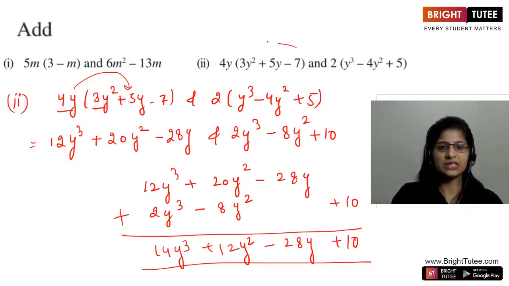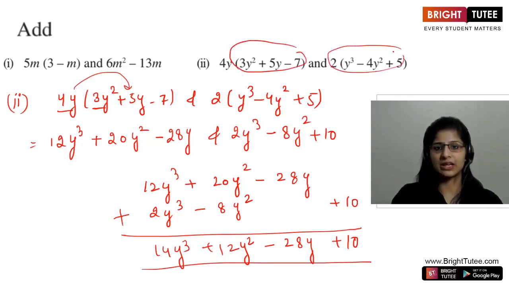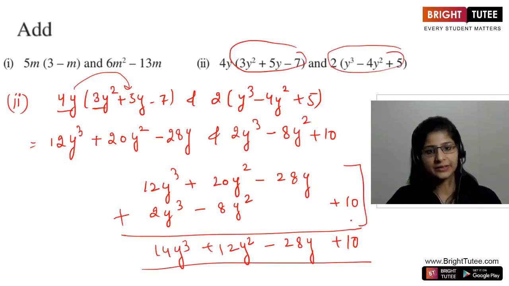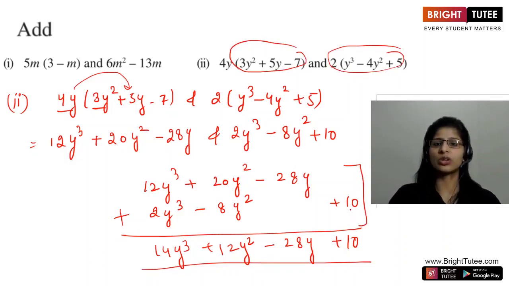So what we did, first we simplified the first one and then the second one, and then we have added them using the column method. Is that clear? Because 10 is not matching with anyone, 10 is a separate term, we have written it separately and as it is in the answer. Clear? Let's move ahead.